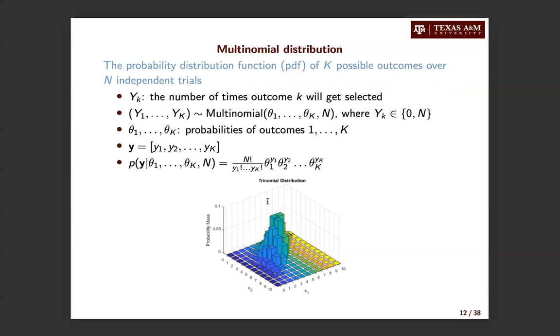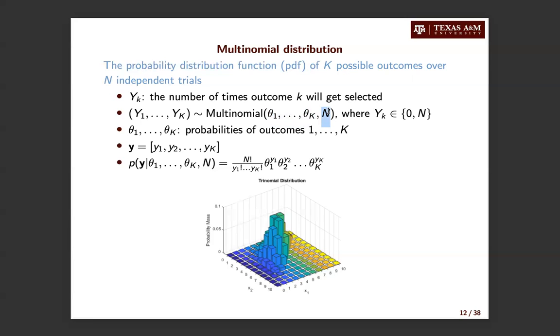Similarly, beyond the binomial distribution, instead of having a binary outcome, we can have k possible outcomes over our n independent trials. And this is what we call a multinomial distribution. So the outcome of the multinomial distribution now has k different variables, and these k different variables represent the number of times each outcome k will get selected. The parameters of this multinomial distribution are the probability of observing each of these k outcomes, and these probabilities are represented by variables theta 1 through theta k. The sum of these probabilities equals 1. And another parameter here is the number of our independent trials.